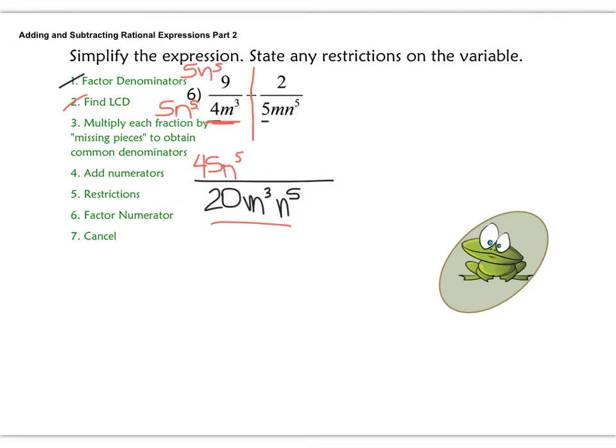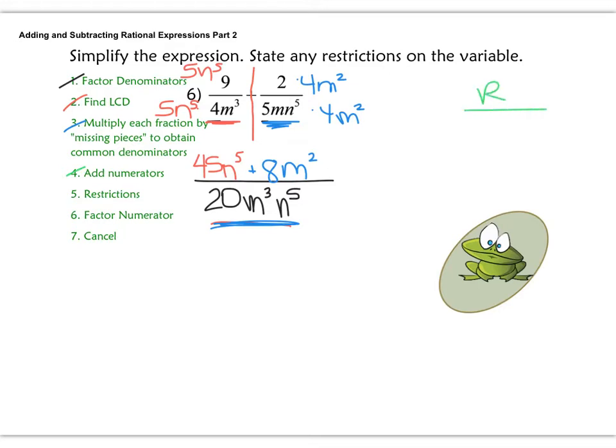And then the second part, what do you multiply 5m n to the 5th by to get 20m cubed n to the 5th? Well, 5 times 4 makes 20. M times m squared makes m cubed, and I already have the n to the 5th. So multiplying the top by 4m squared gives me a positive 8m squared. All right, step 4, add your numerators. Those are not like terms, so I can't do anything there.